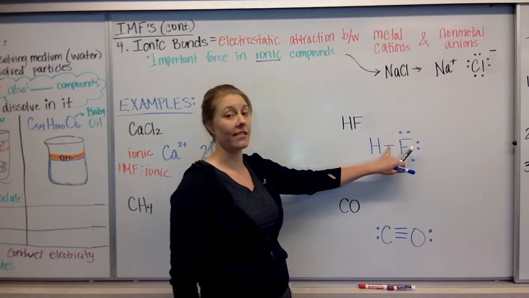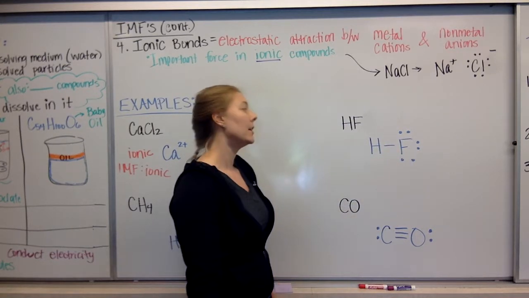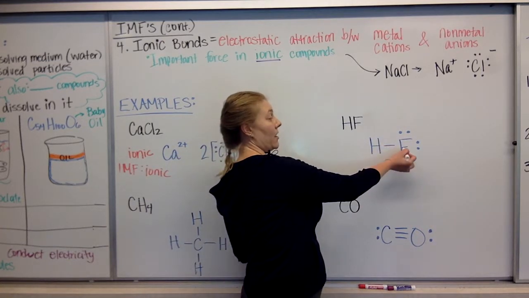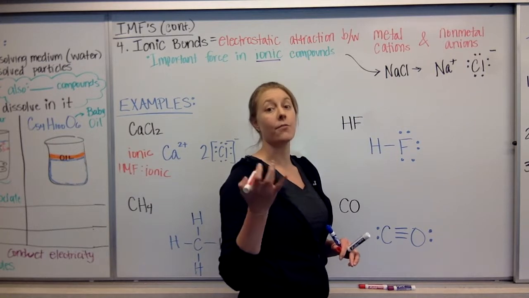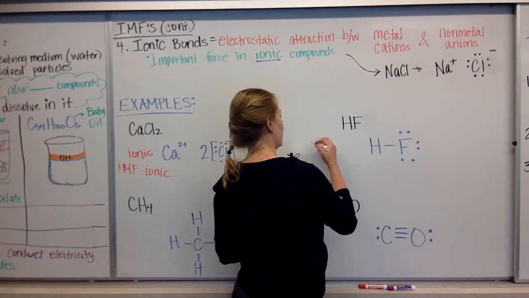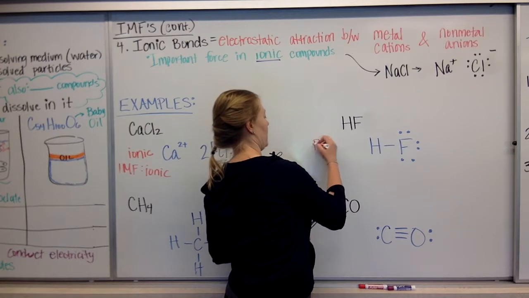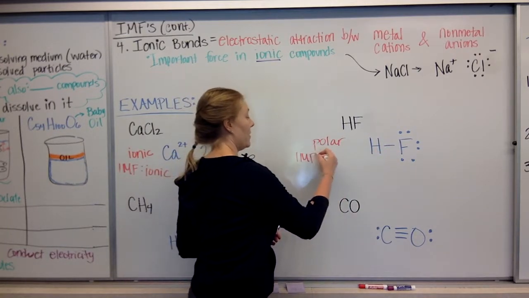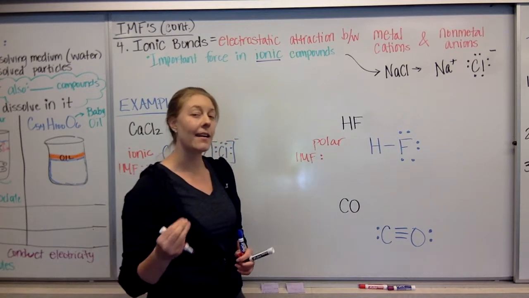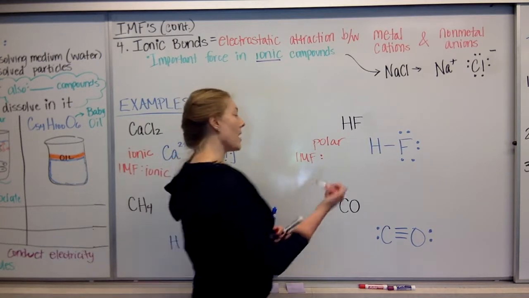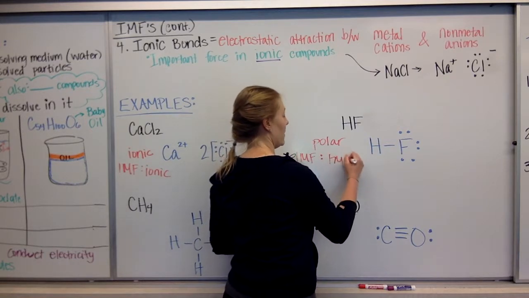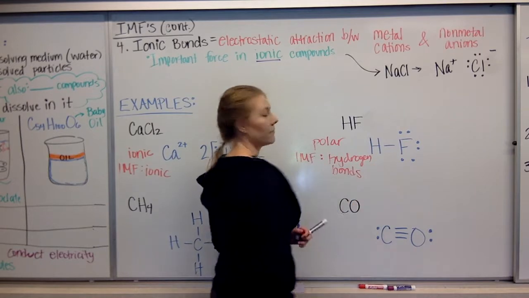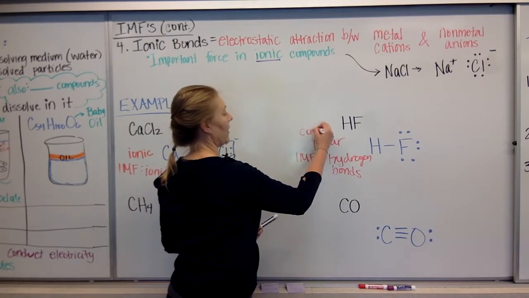Our second one over here, HF, H bonded to F, right? They're sharing electrons. This is a covalent compound. This is a molecule, all right? And we see that we have a hydrogen bonded to a very electronegative atom, fluorine. So we have a polar molecule here, but the IMF that is most at play has to be that very strong force of hydrogen bonds, okay?